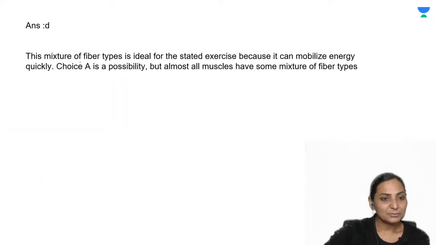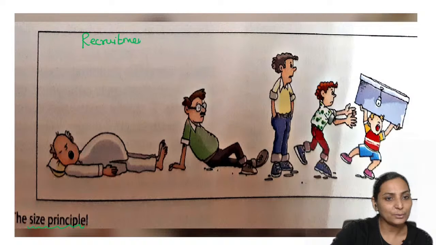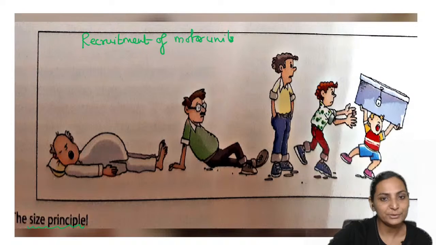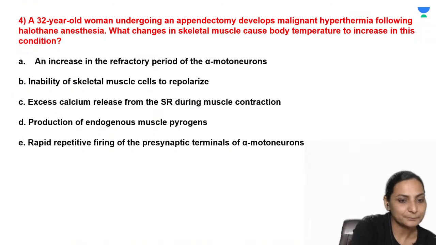Now, the mixture of fibers that is ideal for this type of exercise, that is a short duration and high intensity, is going to be definitely a mixture. See, this is the size principle, which helps you to understand the recruitment of motor units. That means when the person is, suppose, standing, or starts walking, or starts running, how is the recruitment going to be?